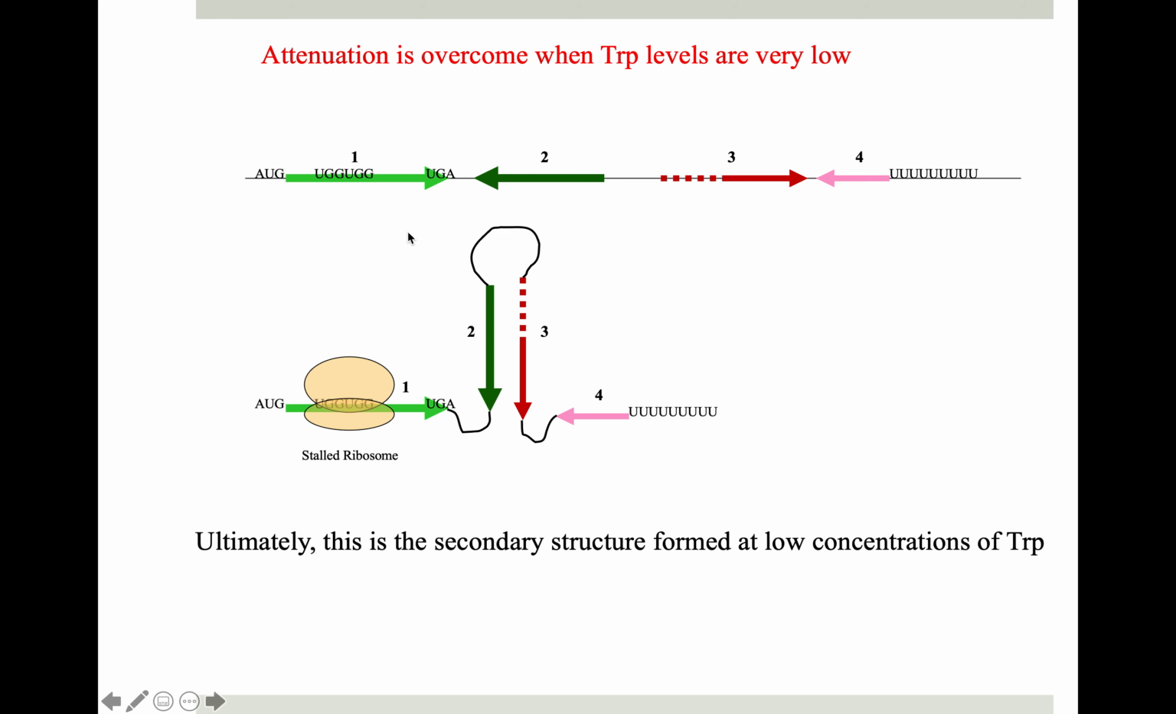So stalled ribosome means that if it stalls here, 2 and 3 will form, and when there are 2 and 3, it basically signals for anti-termination. Transcription could occur. So this usually forms at low concentration of tryptophan to enable tryptophan to be produced.